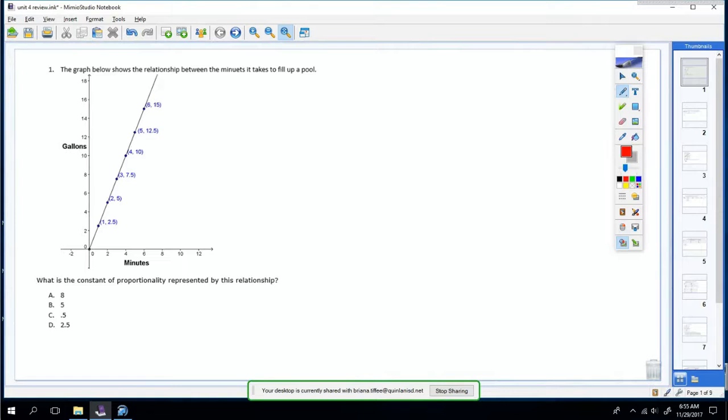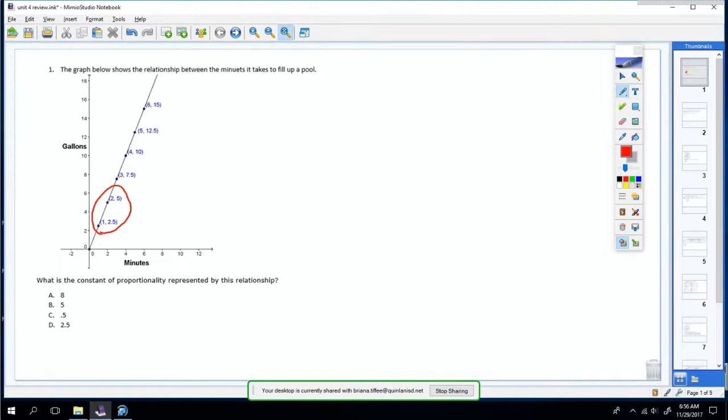Okay, so the first one says the graph below shows the relationship between the minutes it takes to fill up a pool. What's the constant represented by this relationship? Well, I've been showing you how to find the constant using a table. The best thing to do is to take these points and put them in a table. You actually don't need all the points, just 2 of them. So we're going to take the 2 smallest ones.